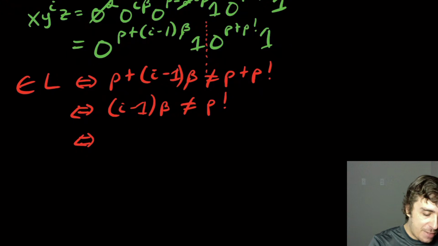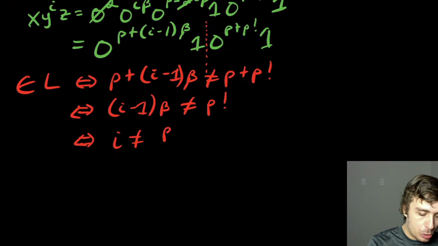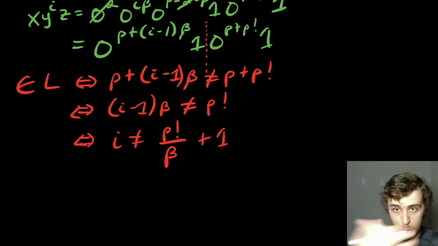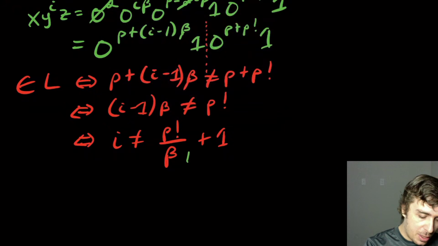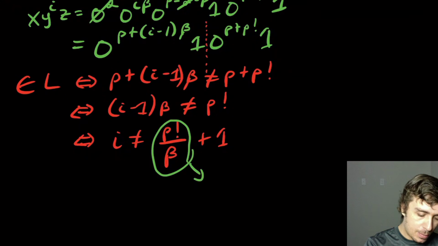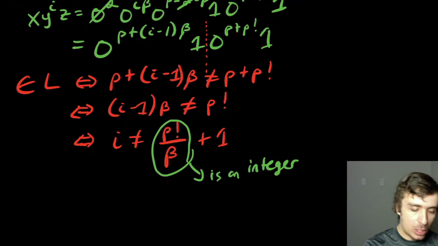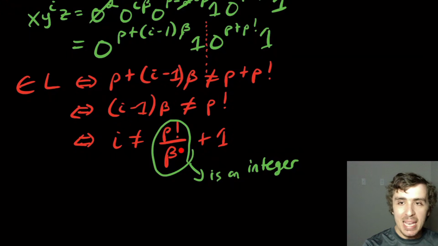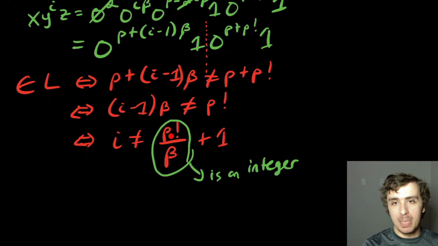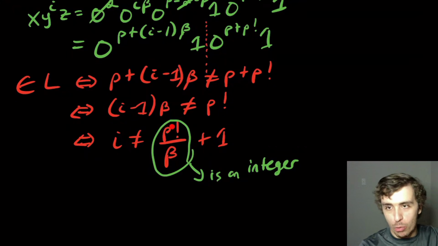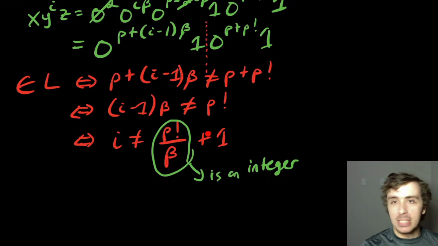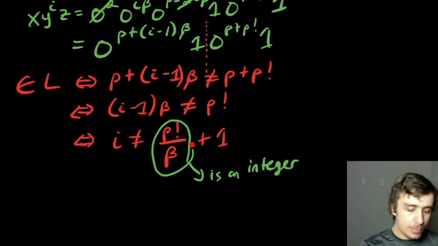And that turns out to be if and only if i is not equal to p factorial over beta, plus 1. It's just rearranging things. And it turns out that this thing right here is an integer. Why is it an integer? Because beta is between 1 and p, and whatever that number is, it divides p factorial, because p factorial is 1 times 2 times 3 all the way up to p. And adding 1 doesn't change whether the number is an integer or not. So, crucially, this number is an integer.